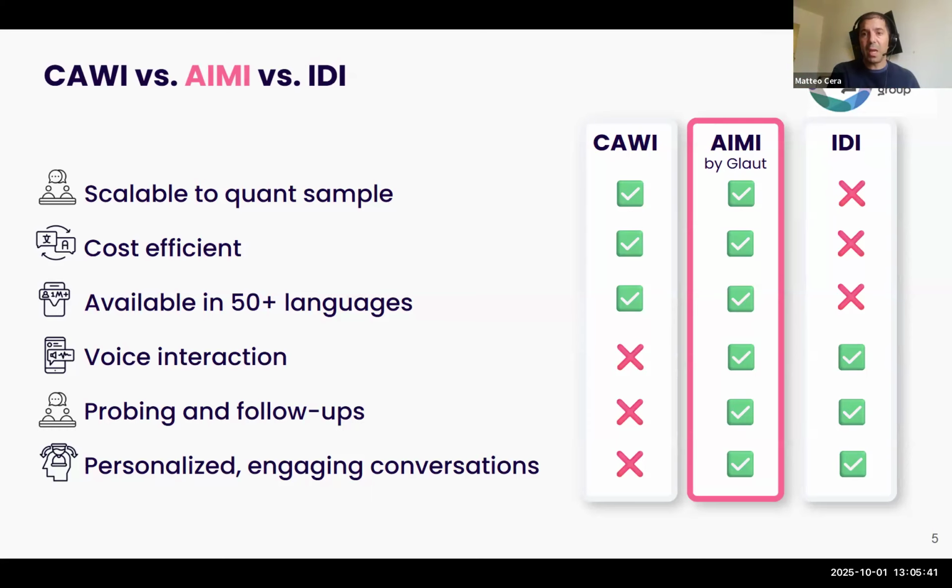Differently from a survey and more similar to a one-to-one interview, it is based on voice interaction. So both Glaut software and the respondent will be able to speak to each other rather than to type. This opens up a new way of engaging people and allowing them to speak more freely and, hopefully, more genuinely, than what they do while they actually think and digest what they're thinking and type the answer.